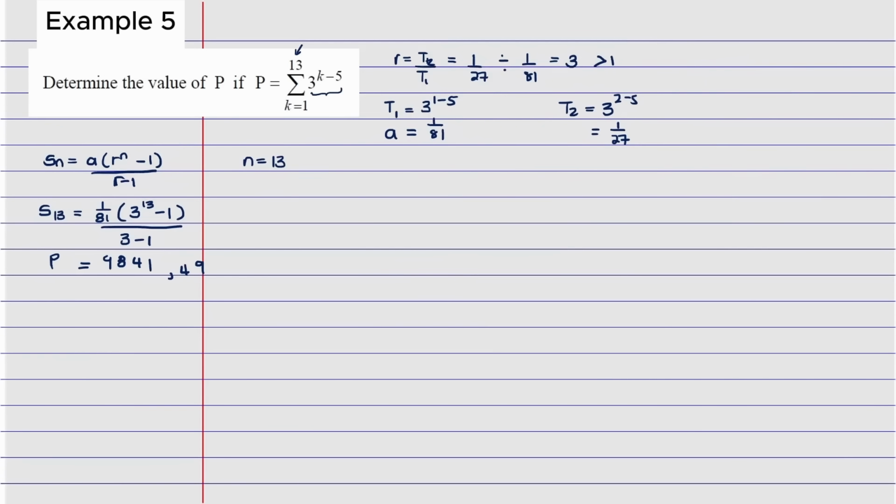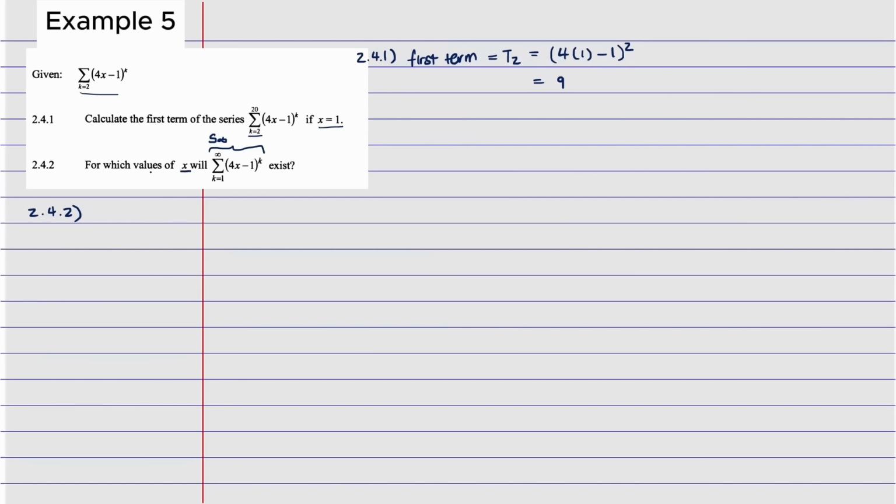So let's just go back to the question. Here we need to write r in terms of x, then substitute it in the -1 to 1 condition for x. That's the same question. It means we're looking for it to be convergent, because remember the sum to infinity exists only when it is convergent. So we need to first determine whether it is convergent. Then if it is convergent, we can find the sum to infinity. I hope that made sense.